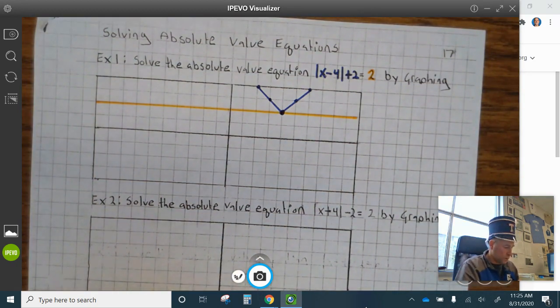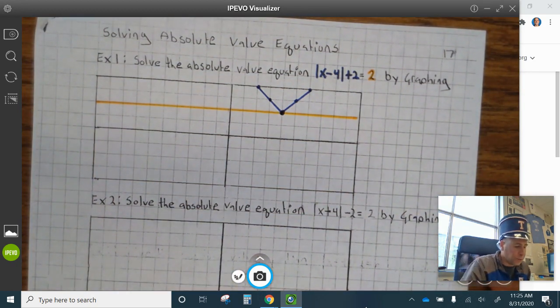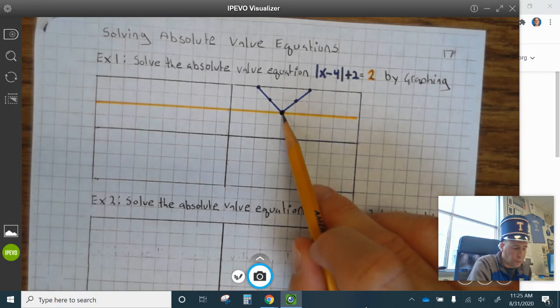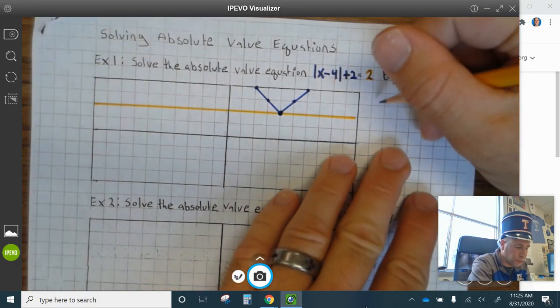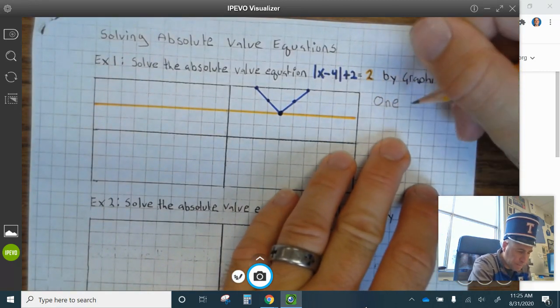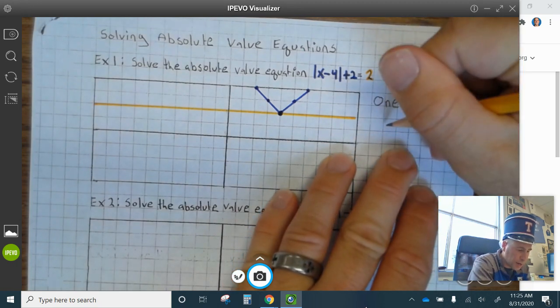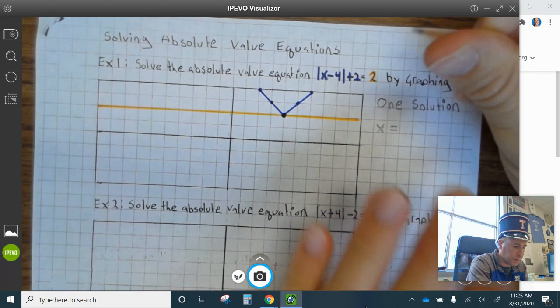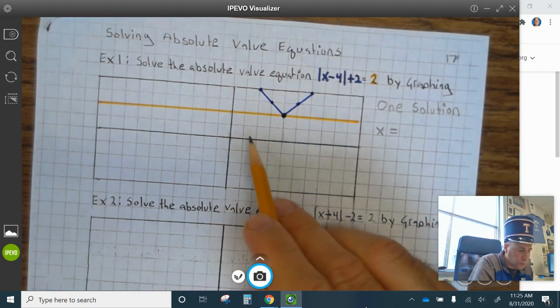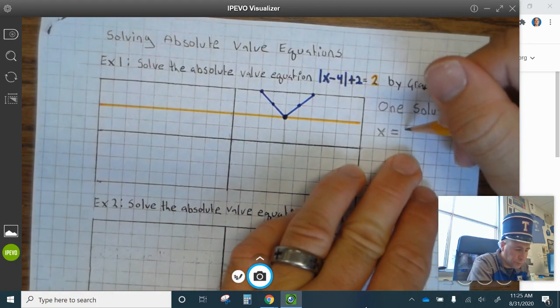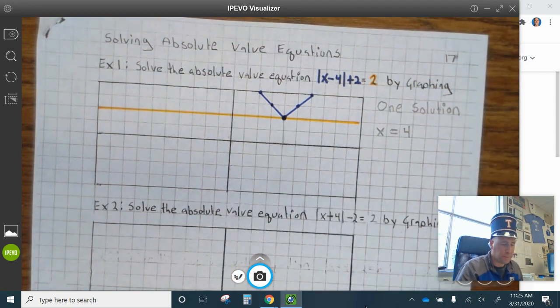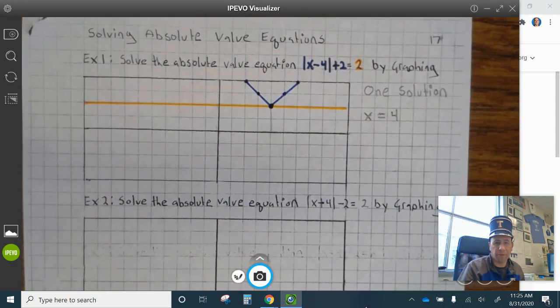Now, we can see from the notes that these intersect at one point, so there's one solution. And that x value is equal to, so we come down to the x, 1, 2, 3, 4. So x equals 4 is the solution. Okay, so go ahead and finish up example 1.